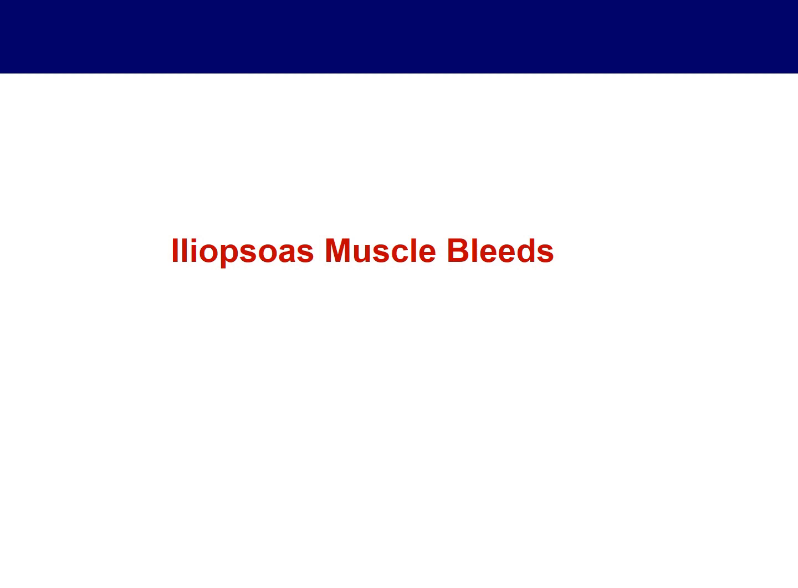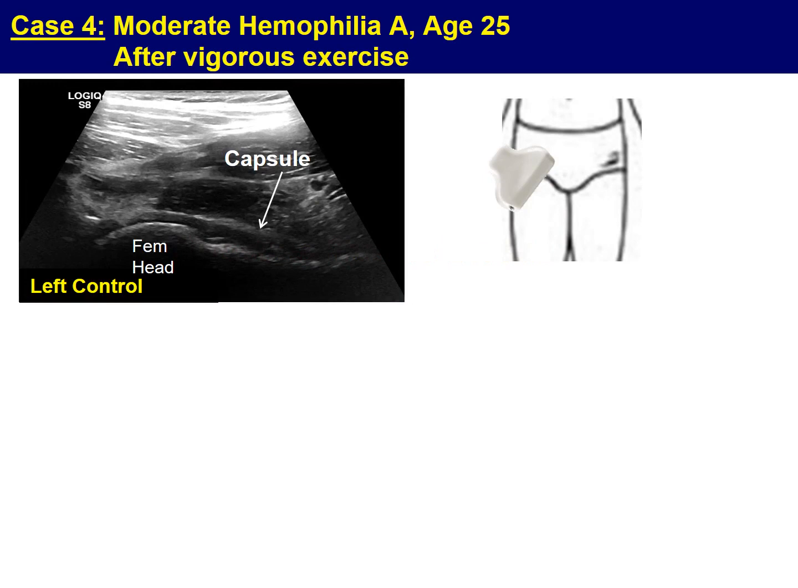We begin with ultrasonography of iliopsoas muscle bleeds. This is now case 4 in our imaging series depicting an iliopsoas bleed in a patient with moderate hemophilia A who came to us after vigorous exercise with signs and symptoms of a femoral muscle bleed. So this depicts in schematic the transducer position as previously explained, anchoring the reference probe at the acetabulum, alignment with the femoral shaft pointing towards the greater trochanter.